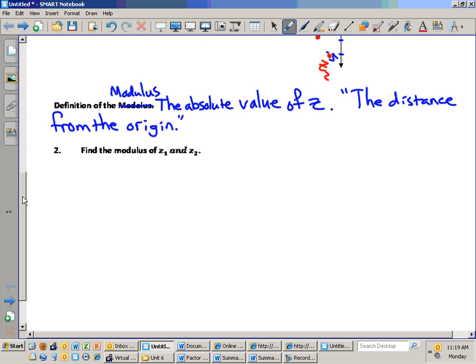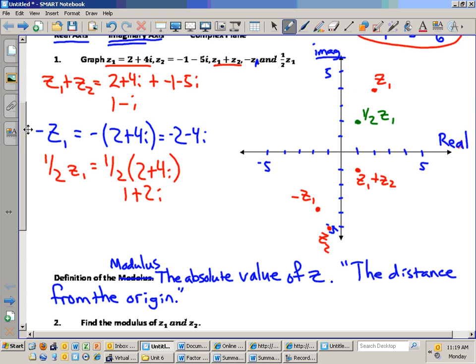But look at this example. Let's say you want to focus on z sub 1 right up here, and you want to know how far z sub 1 is from the origin. What is that distance? What would you do? Distance formula, otherwise known as the Pythagorean theorem.